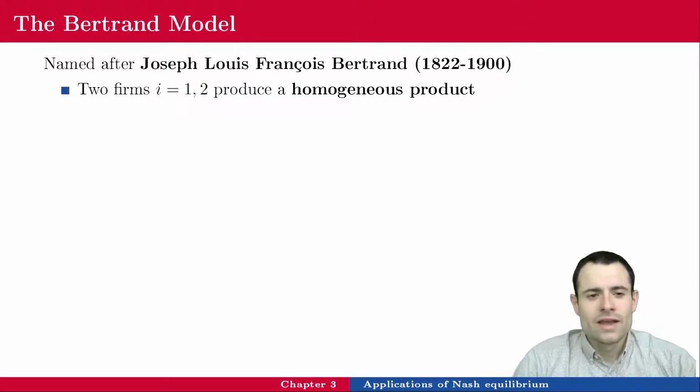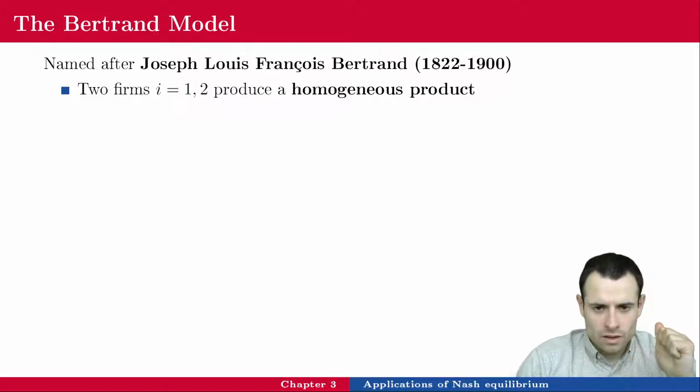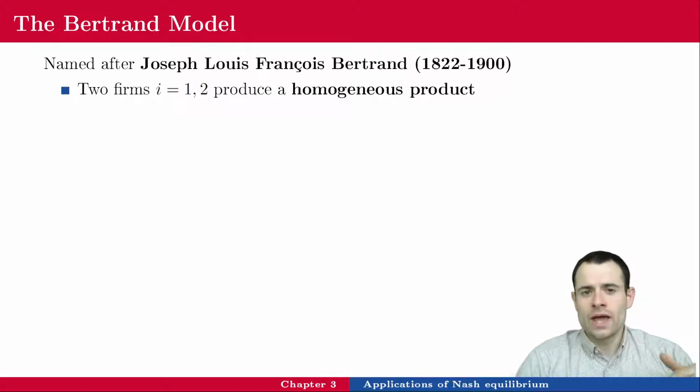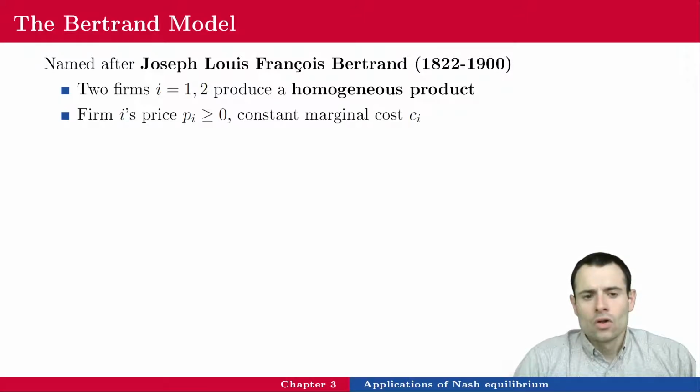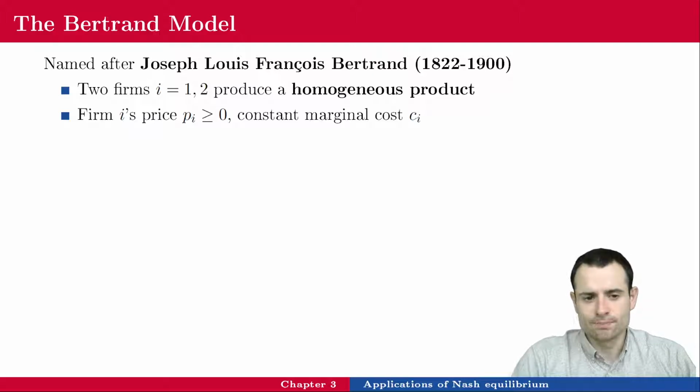So now we still have 2 firms. They sell exactly the same good. So again, think about Safeway versus Nester's, or versus Save-On, or versus Superstore. And they produce a homogeneous good. They have to choose a price, p_i, which is going to be bigger or equal to 0. And they each have a constant marginal cost, c_i. Note that here I put a subscript on the cost.